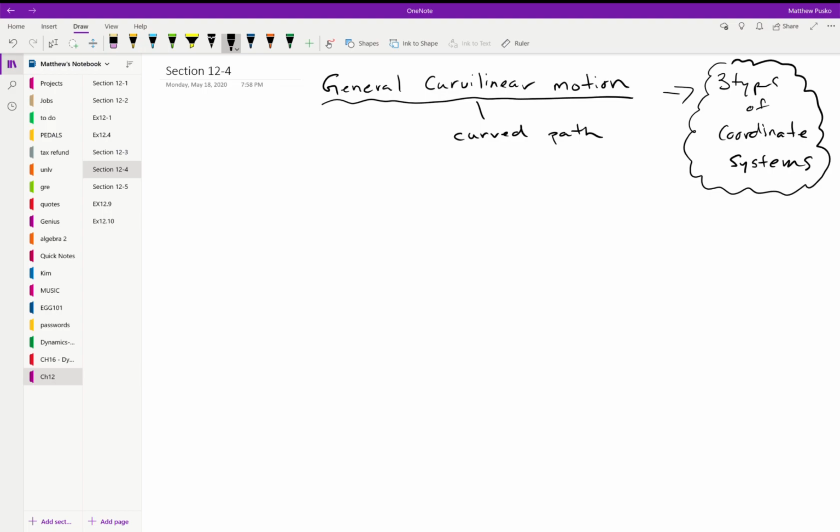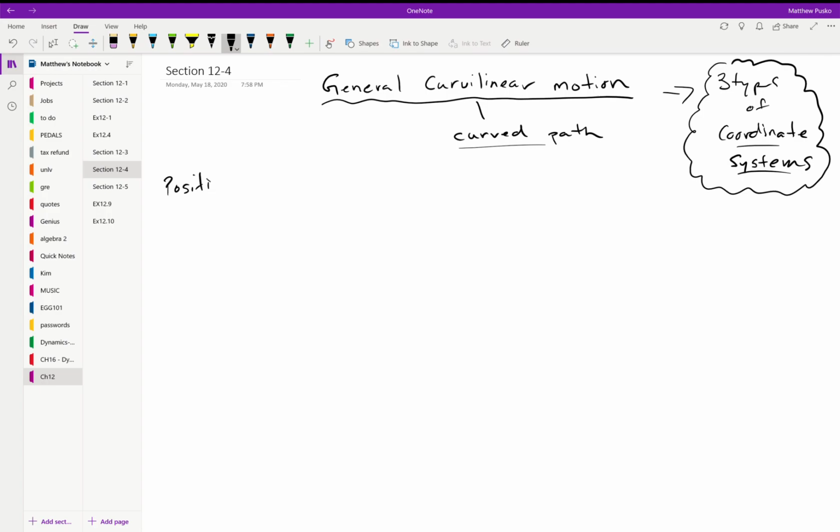Alright, section 12-4 is general curvilinear motion, and so here curvilinear is the key word. We're talking about a curved path. We will then, in subsequent sections, talk about different coordinate systems. But for right now, we're just going to talk about some basic definitions. We're going to go from position to acceleration.